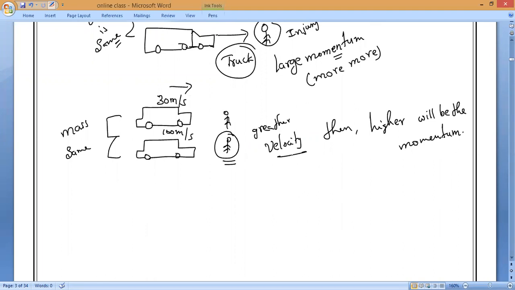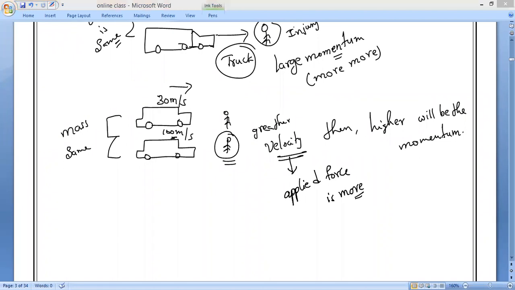Now, here velocity is more, so is the applied force more or less? That is my question. The applied force is more. Will you accept this? Because when I'm increasing the velocity, I'm accelerating, which means fuel consumption is more, so more force is being exerted. Yes or no, guys? Will you accept it, everybody? Yes, that is what you have to remember.